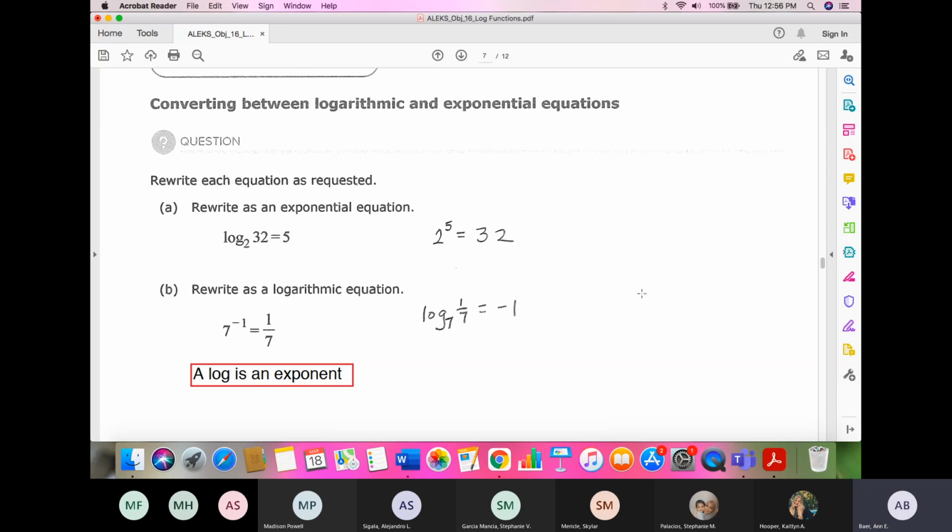Any questions on, and that's the answer. That's what Alex wanted. That's the answer. Any questions on converting between logarithmic and exponential equations?